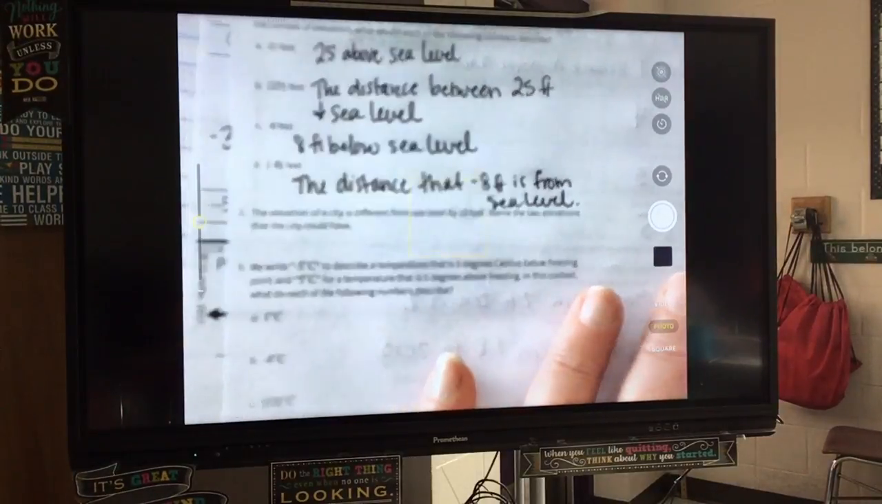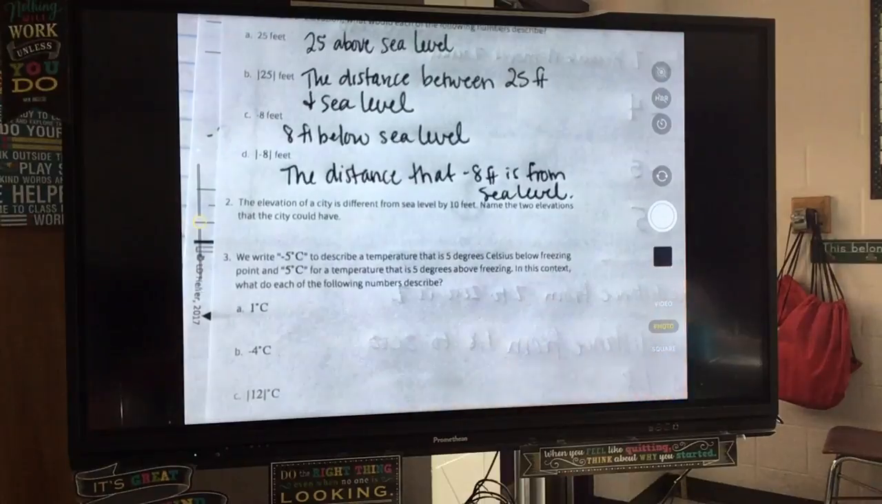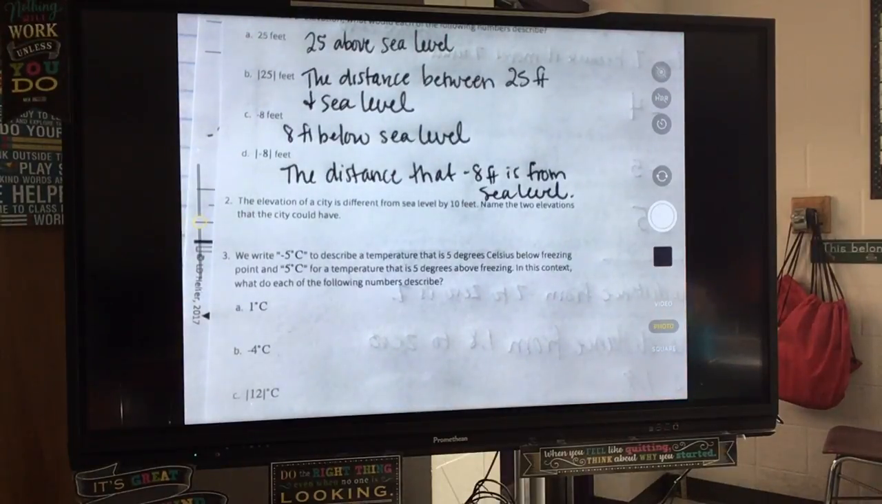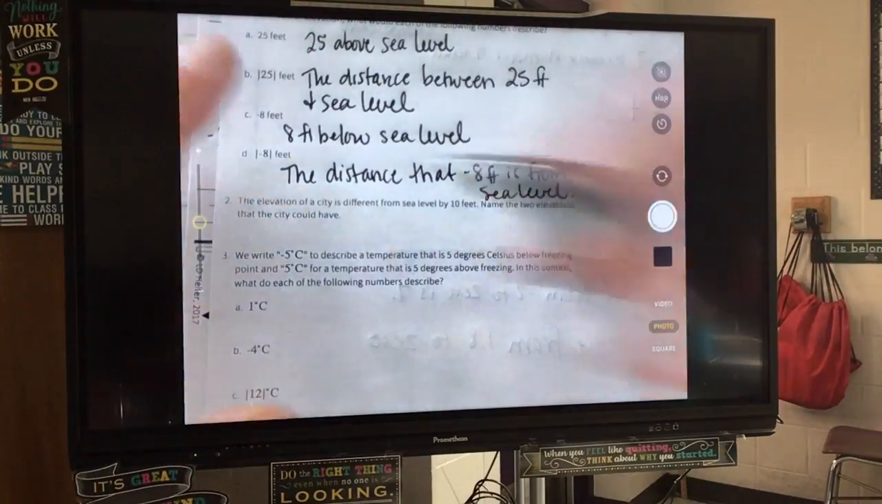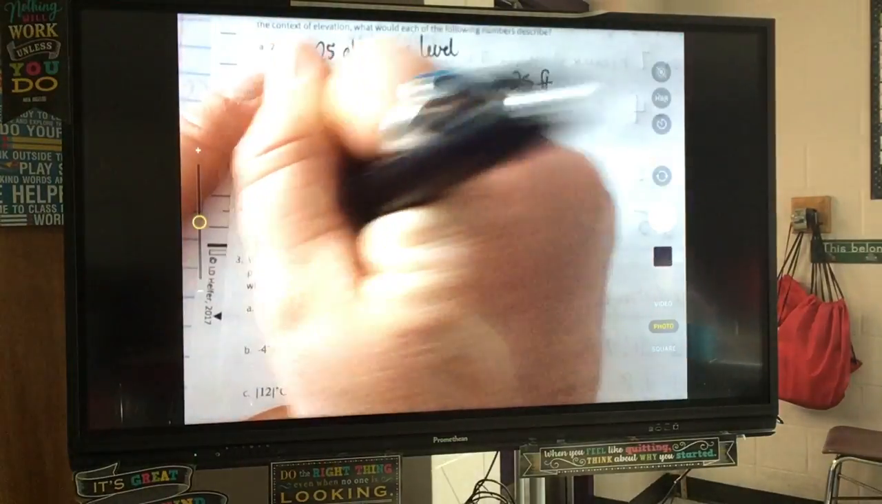Number 2 says the elevation of a city is different from sea level by 10 feet. Name the 2 elevations the city could have. So again, elevation, is it up or down or both? It's both. So what are 2 options? If it's 10 feet, you have 2 elevations. What's 1 elevation? Andrew? 10 feet above sea level. All right, so 10 feet. We're just going to leave it like that.